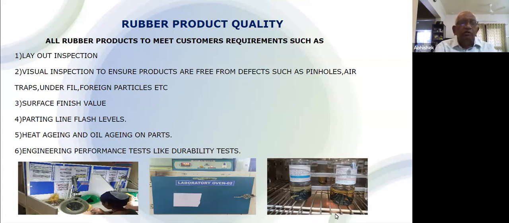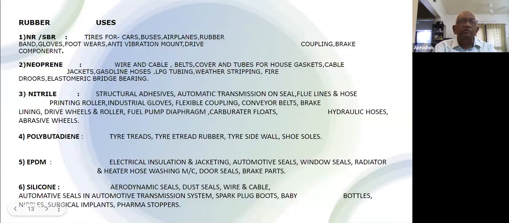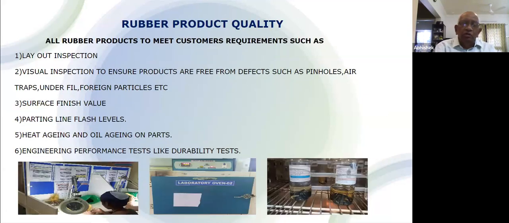These are the inspection tables you can see. These are the inspection tables where every product is tested, checked under a microscopic lens, and only then does it go for packing. In the laboratory, you have all the facilities to check all the properties, heat aging, oil aging. This is the oven where you carry out the oil aging for products.